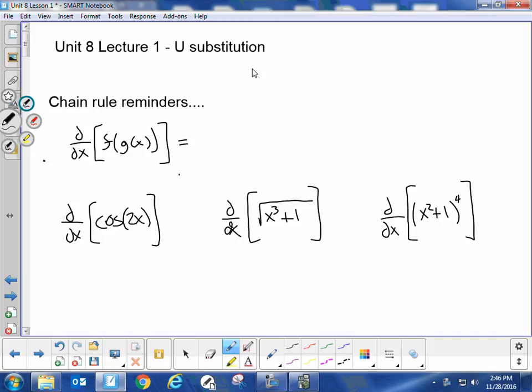Today, we're going to talk about U substitution. A U substitution is a technique to find antiderivatives where you can't find the antiderivative normally. It is going to help undo the chain rule.